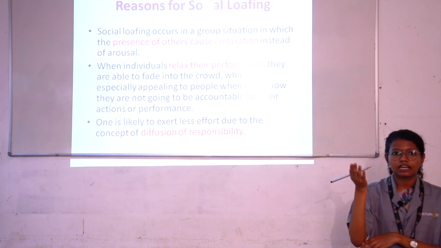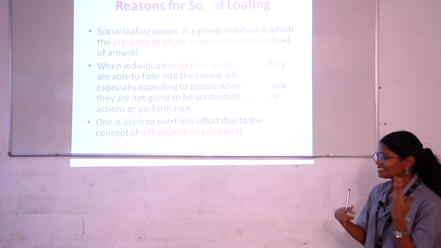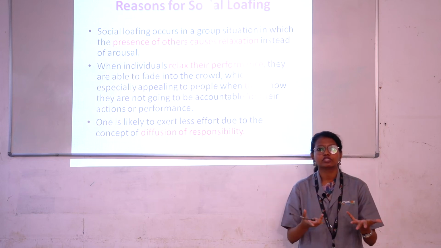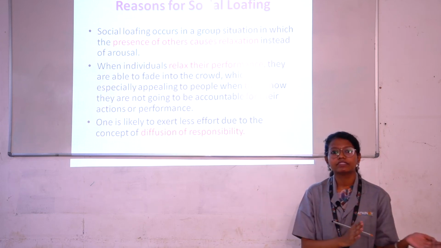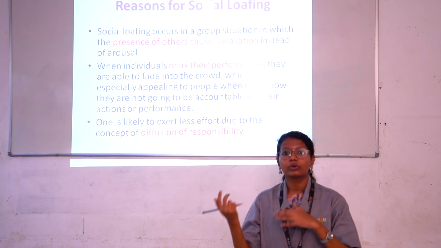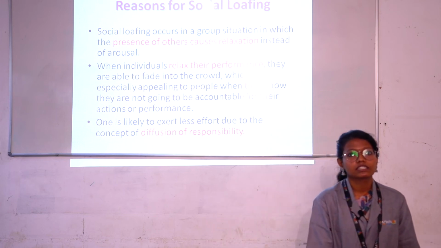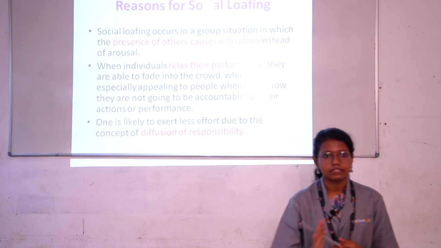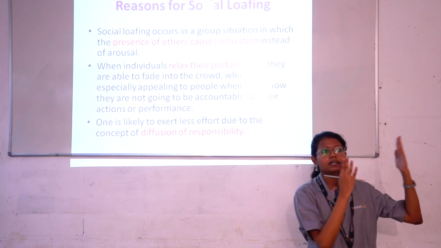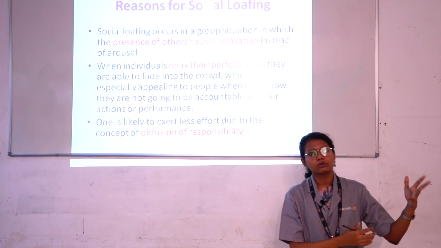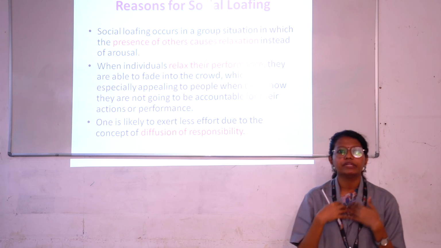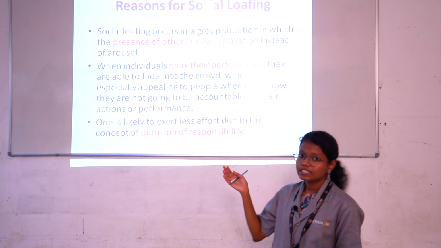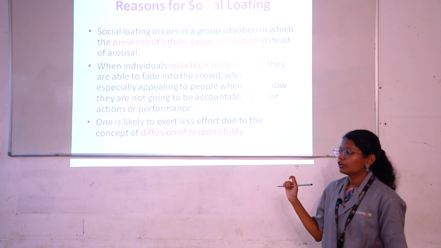This is the concept of diffusion of responsibility. What is diffusion of responsibility? It is where the person feels that there is no need to take any action. There is no need to take any responsibility because of the presence of others. The person may feel that there are people present who will take the responsibility, and there is no need for me to take any responsibility. That is what diffusion of responsibility is. So these are the reasons for social loafing.